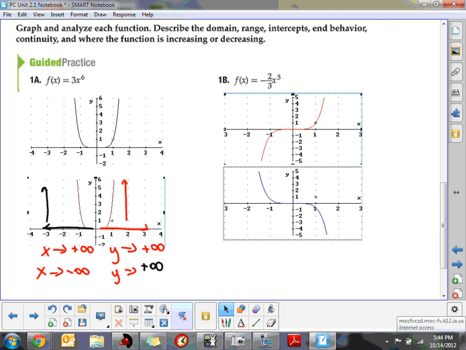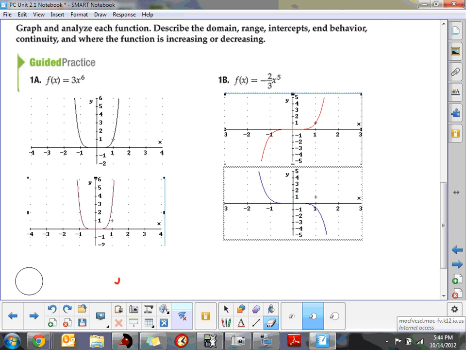Next thing, continuity. We've already talked about this as I've gone through the problem. There are no jumps, there are no gaps. This thing is continuous throughout the entire domain. So if you want to talk about the continuity, it is continuous from negative infinity to infinity.